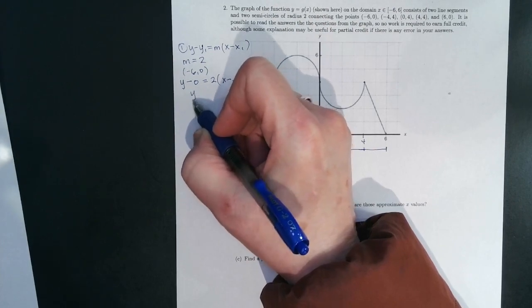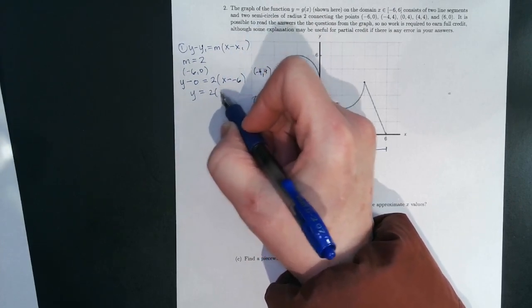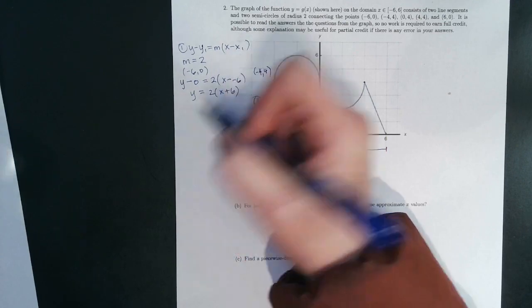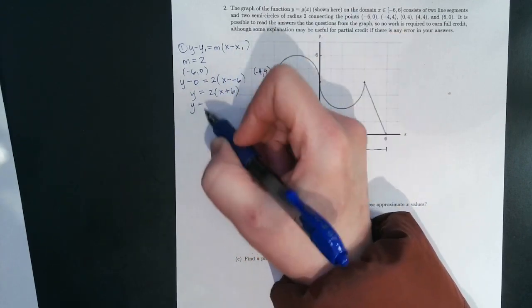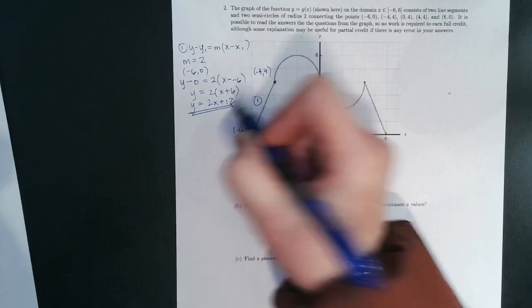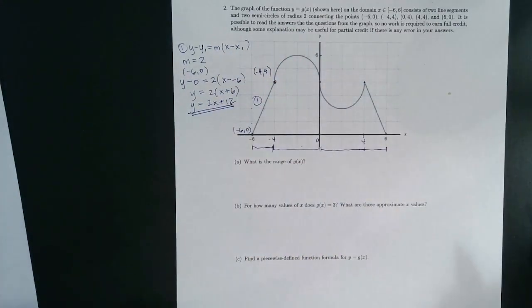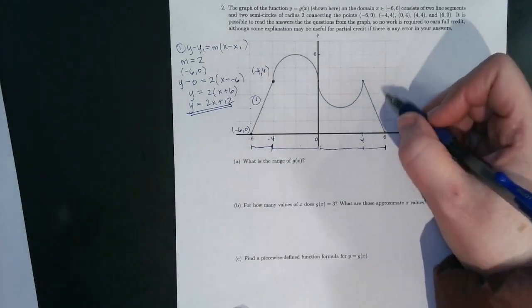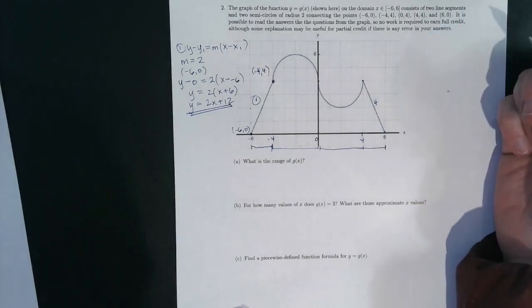So simplifying that, we get y equals 2 times x plus 6. And we could go one step further and say y equals 2x plus 12. Okay, so that's for the first part. Let's do the fourth part over here, because that's also a line.